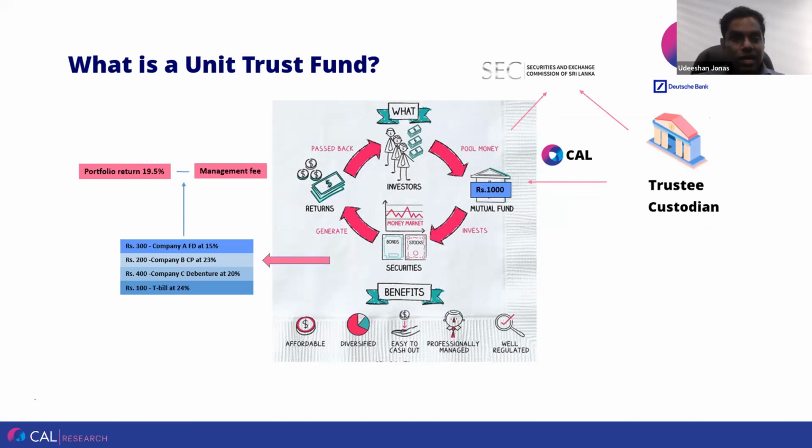In this particular case, on the left-hand side, say for example, you collected 1 billion rupees as total investments from individual investors. And what the unit trust manager is doing is breaking that 1 billion down into investing in company A, company B, company C, and also investing part of it in treasury bills. This is a hypothetical example. Investment A is making 15%, investment B is making 23%, investment C at 20%, and investment D, which is on T-bills, is making 24% return. The weighted average return, if you put all these together, is 19.5%.